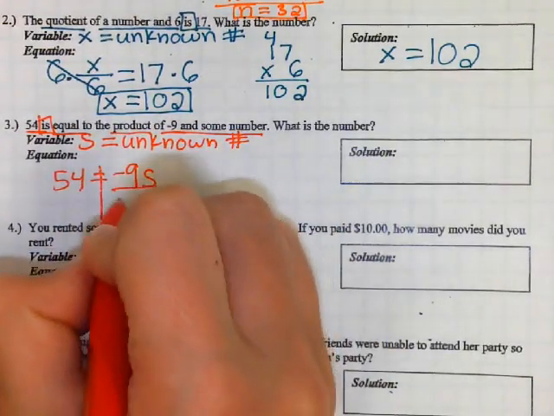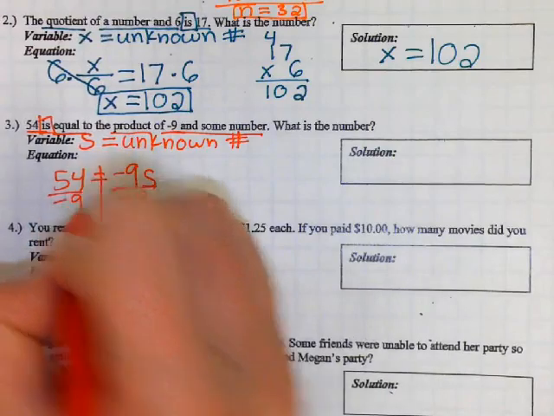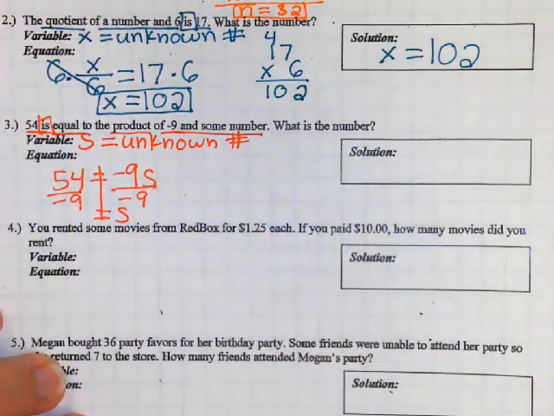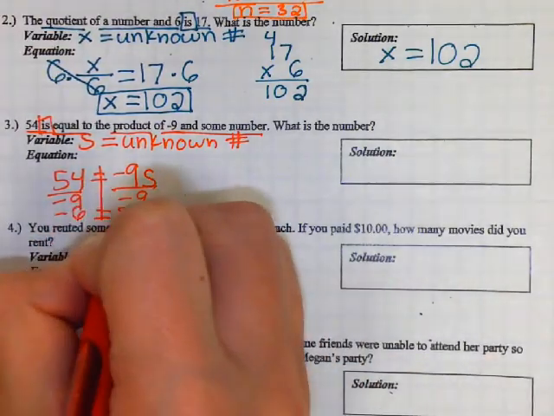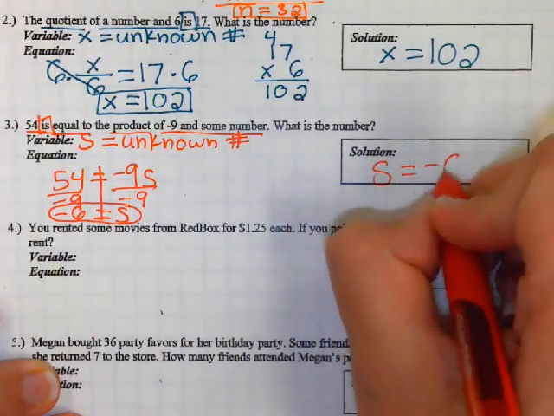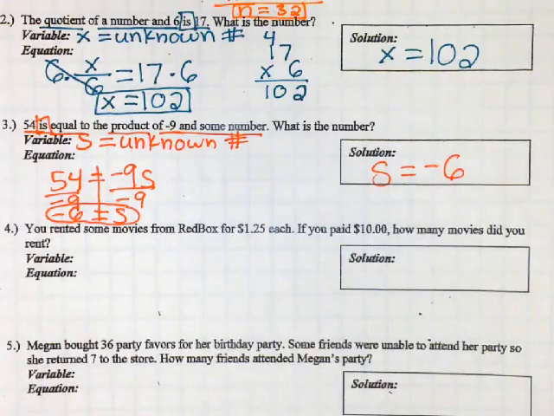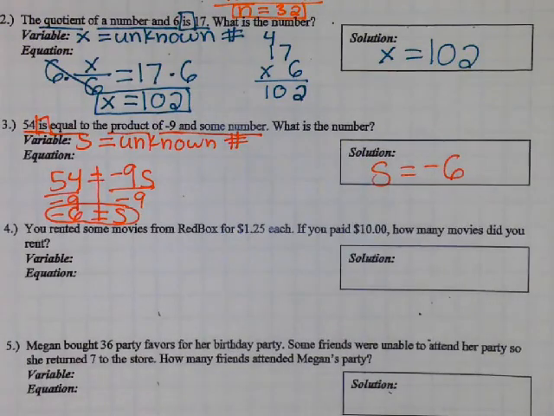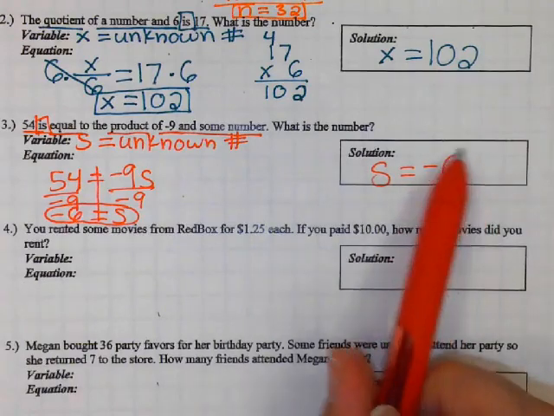Divide both sides by negative 9. 54 divided by negative 9 is negative 6. So S equals negative 6. It does not matter what variable you choose. It is totally up to you because when you enter it into Canvas, you're only putting in the digit. So this one would be a negative 6.